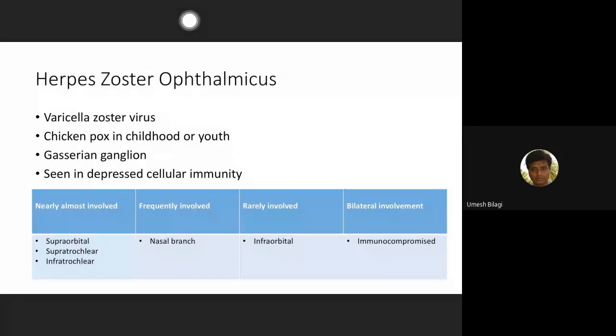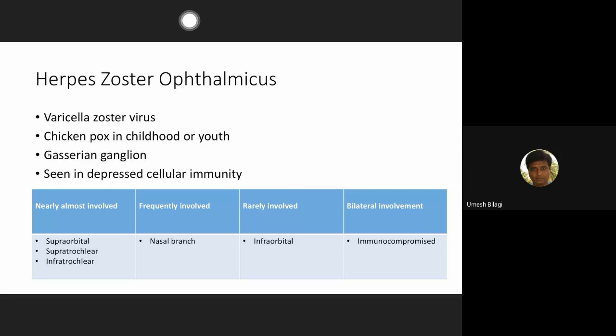Herpes zoster ophthalmicus is basically caused by the varicella zoster virus. The same virus causes chickenpox in childhood or in youth. This virus resides in the Gasserian ganglion or the trigeminal ganglion. Whenever there is low cellular immunity, these viruses get activated and they will cause herpes zoster ophthalmicus.